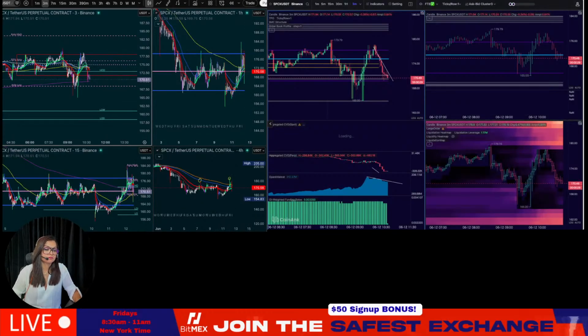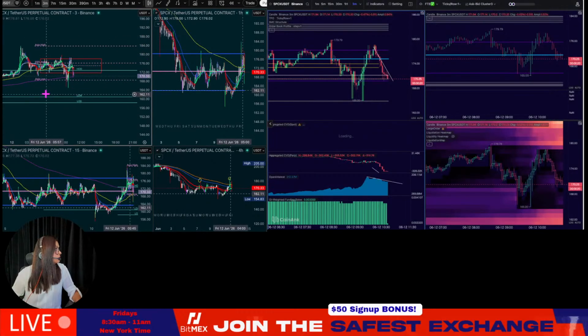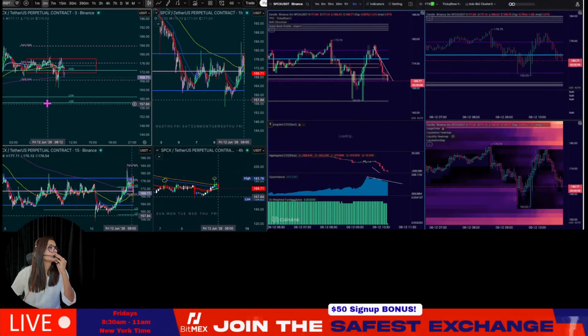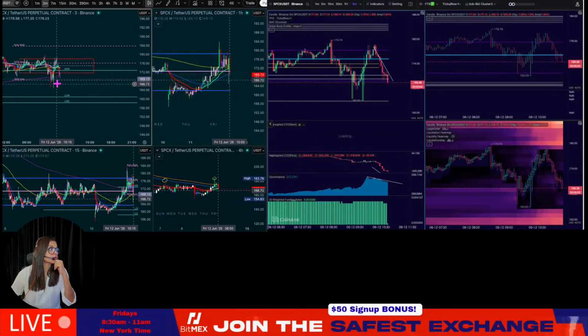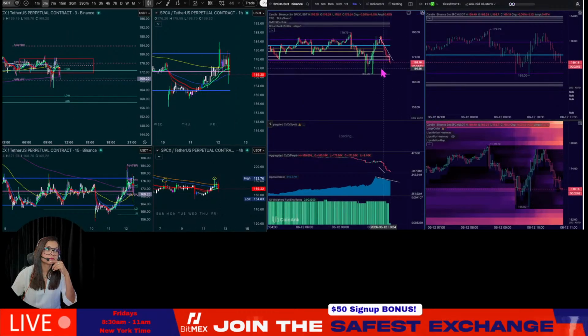Damn. Is this going to sell off? So many people are so excited about this, but always have your stop loss in place. That's the most important thing. Risk management is absolutely the most important thing. There it goes. It's gonna break that support right over here.